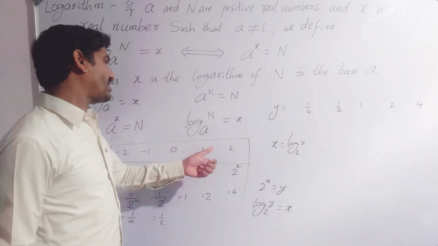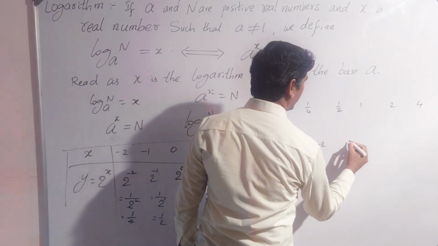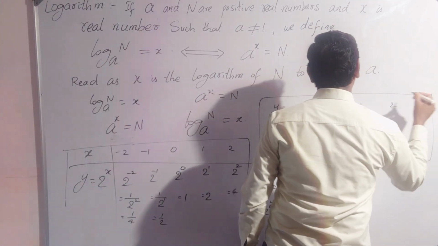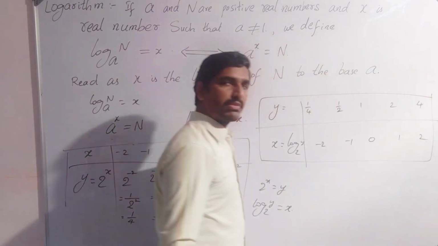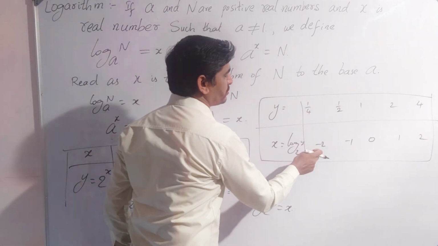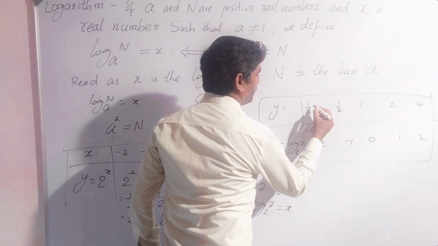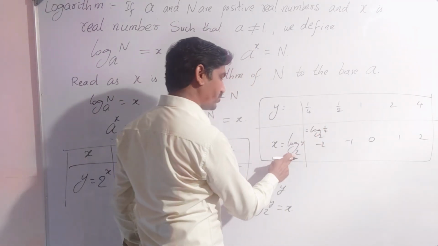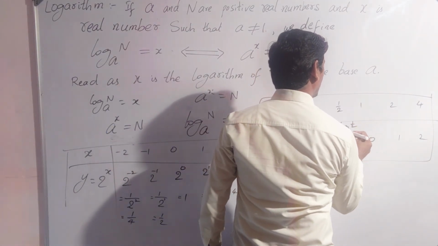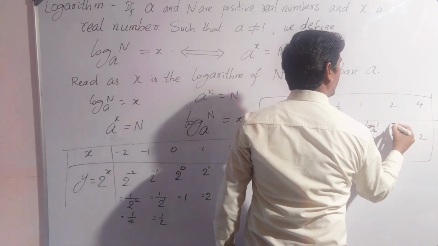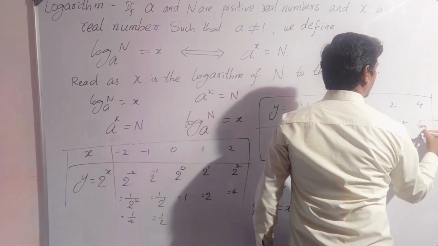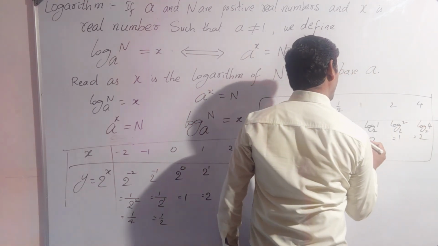Now the results of these are like this: -2, -1, 0, 1, 2. We will get the table like this. This is logarithm of 1 by 4 to the base 2. Base 2 is common. Logarithm of 1 by 2 to the base 2, logarithm of 1 to the base 2, logarithm of 2 to the base 2, logarithm of 4 to the base 2. The results come out like this.